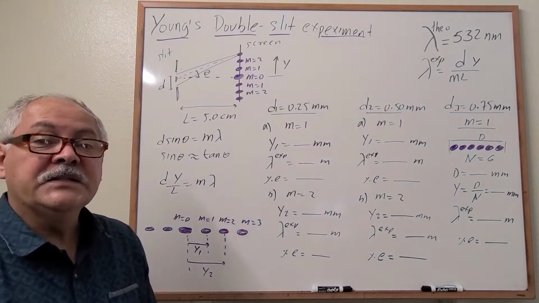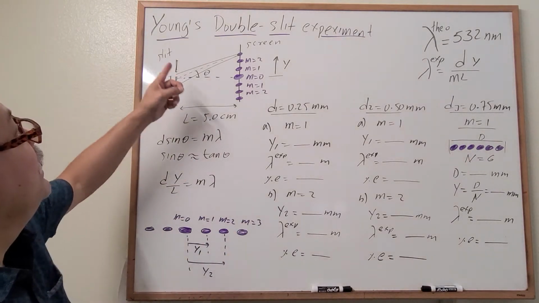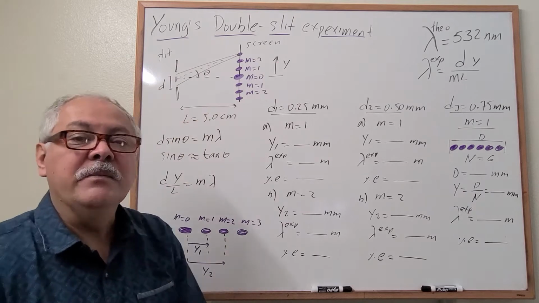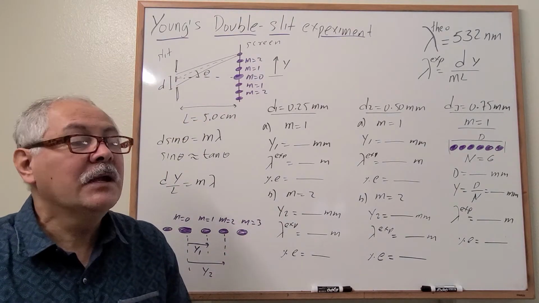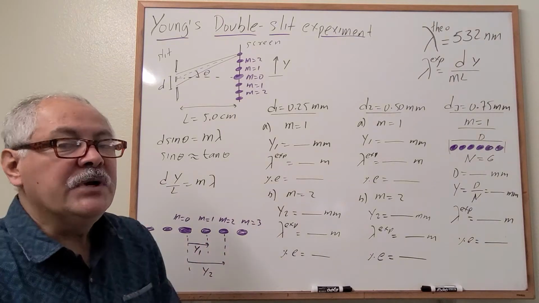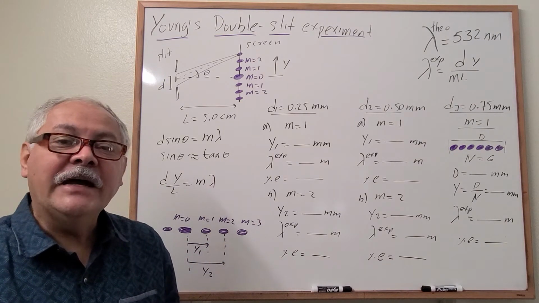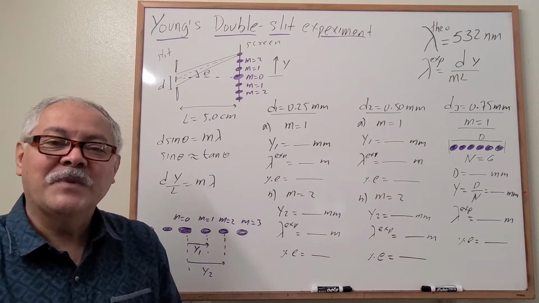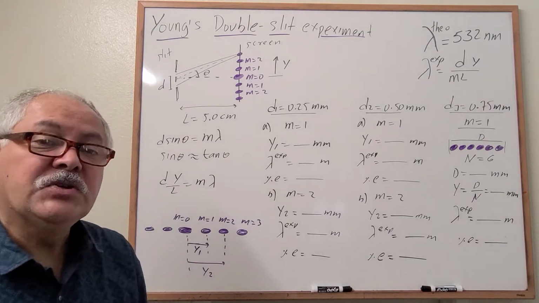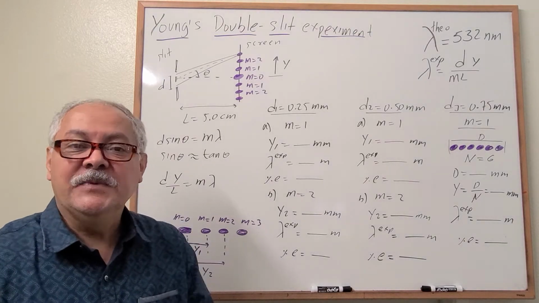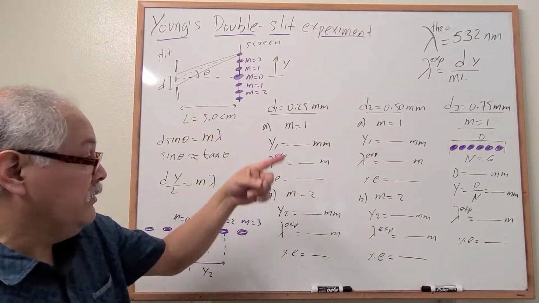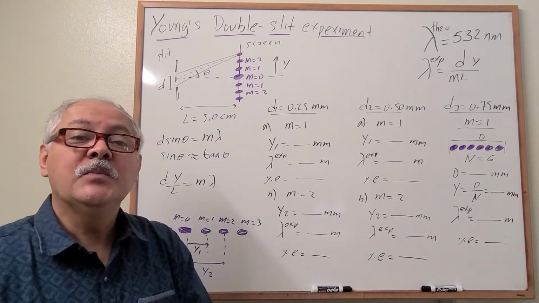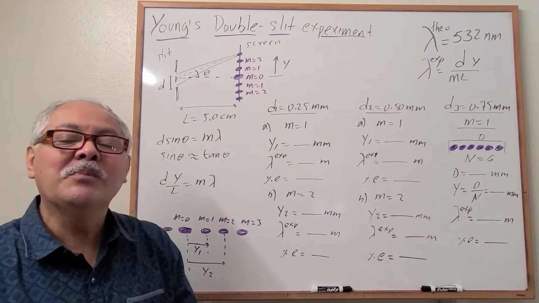Okay, let's go for the next experiment. It's going to be Young's double slit experiment. This experiment is very important, very famous. Why? Because this experiment proves that light behaves as a wave. At the beginning, it was believed, according to Isaac Newton, that light behaves as a particle. Now, with this experiment, it was shown also that light behaves as a wave. That's why it's very important.